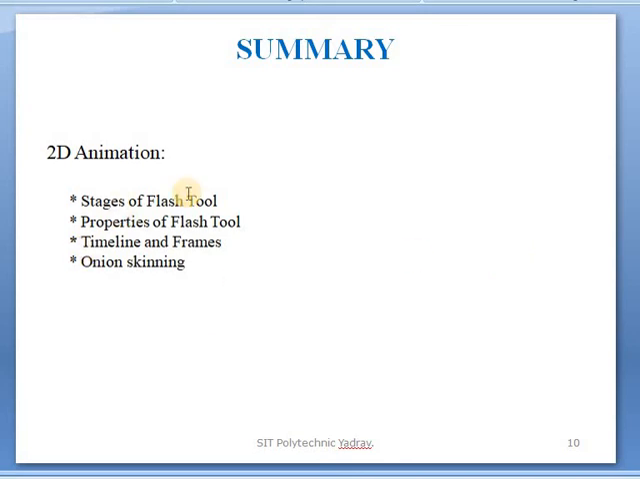Okay, summary of today's lecture. Which points were covered? Stages of Flash tools, then properties of Flash tools, timelines and frames, after that onion skinning. These all are the panels present in 2D animation in Adobe Flash. Using these you create the object in Adobe Flash software.